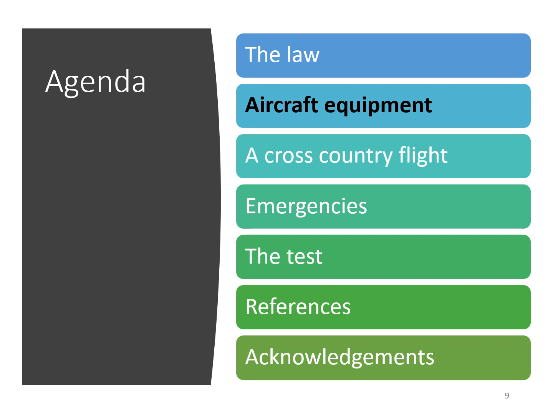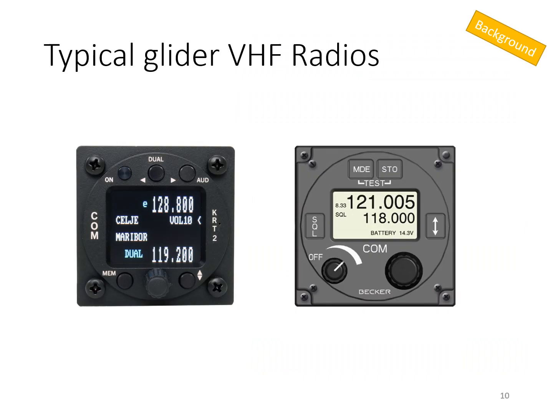Let's look at some of the radio equipment that we might find in a glider. Here are a couple of typical glider VHF radios. Whichever radio you have, you need to know how to use it properly, so read the manual and be sure you know how to use it before you get airborne.